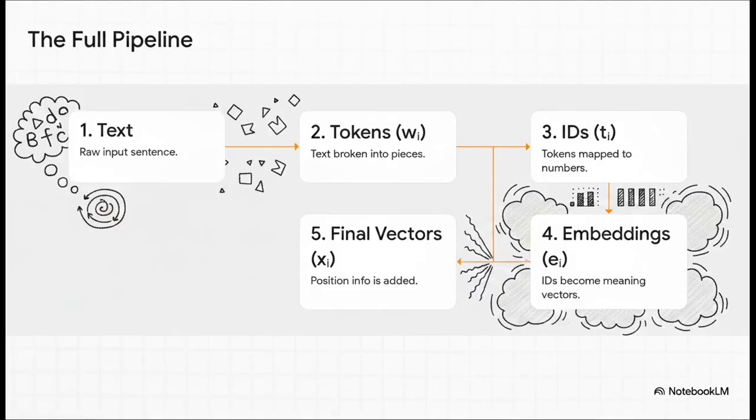We start with plain text, we break it into tokens, we convert those tokens to simple ID numbers. Then, the magic step. We transform those IDs into those rich embedding vectors from our map of meaning. And finally, we add the positional vectors on top to create the final vector that the AI actually reads.